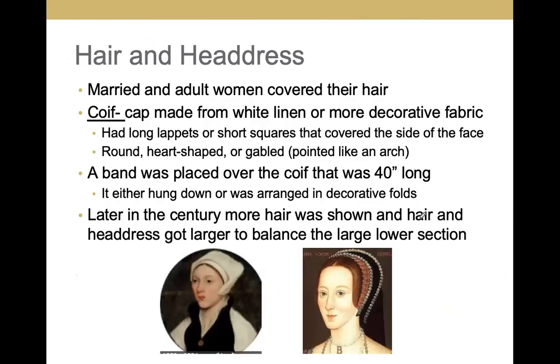As far as headdresses, adult women covered their hair to be modest, and that was what was acceptable. They did wear something called a coif, and basically it was a piece of fabric that was folded and then arranged over the head.